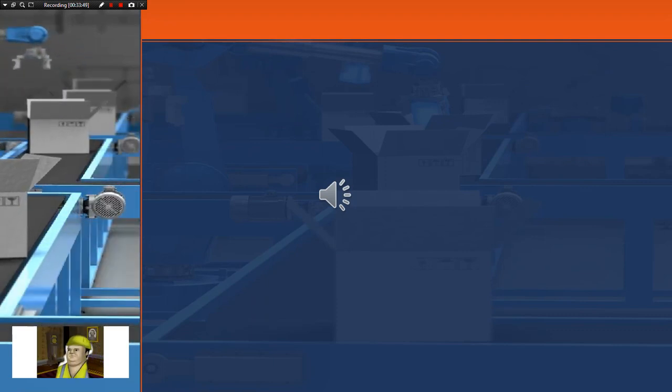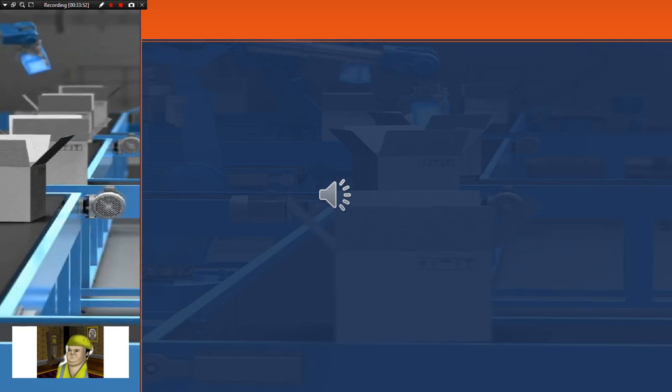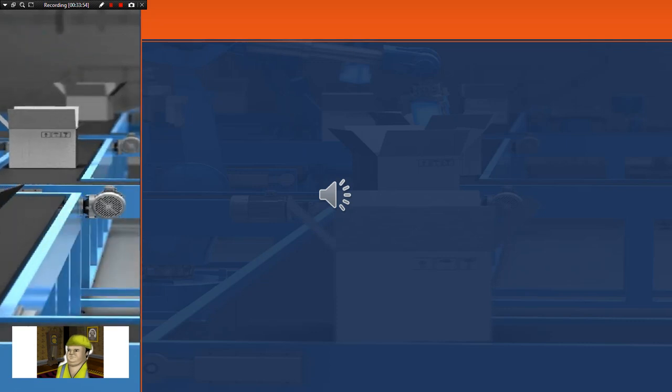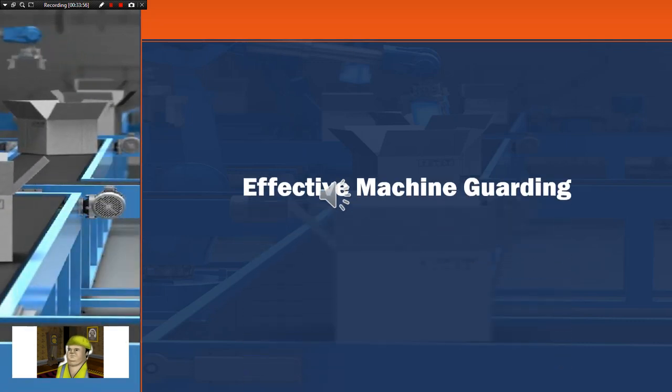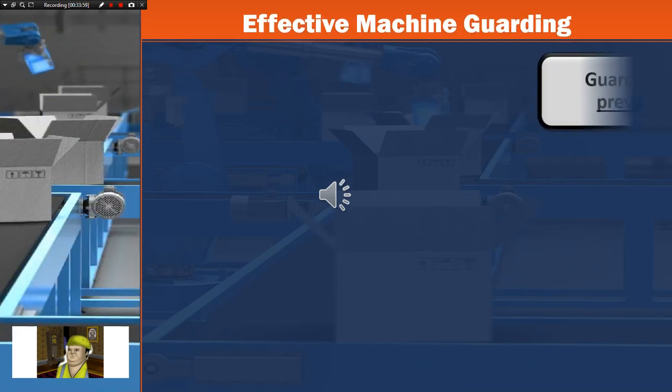Effective machine guarding. Guards are physical barriers which prevent access to danger areas. Types of effective guards are the following. 1. Fixed guards, a permanent part of the machine.